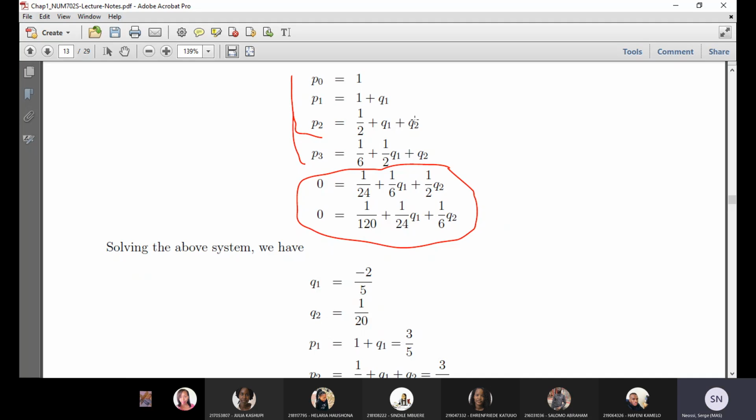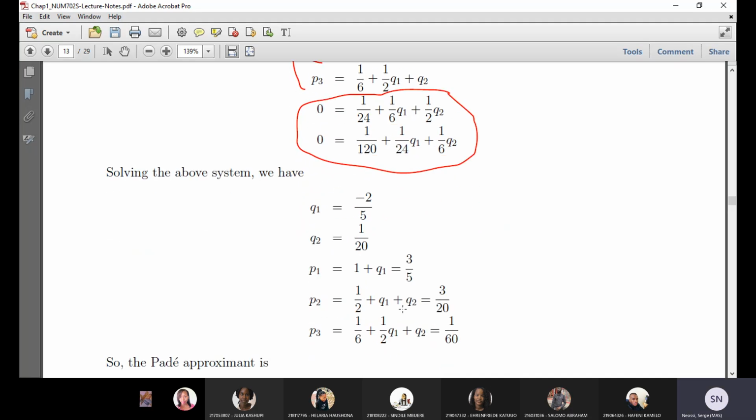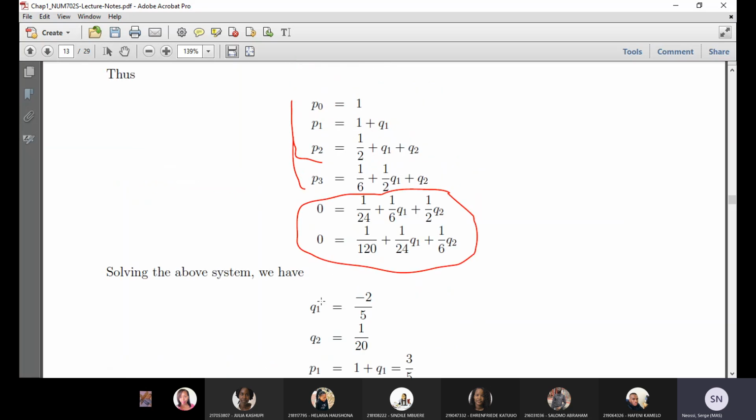So for P2, which is expressed like this, you substitute these two values into the expression of P2, and you obtain 3 by 20. And similarly for P3, you substitute Q1 and Q2 in this expression, and you get 1 by 60. So this is the procedure, and this is the order in which you will solve this system.